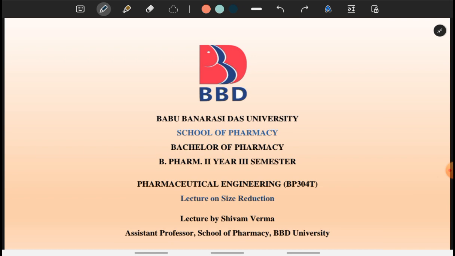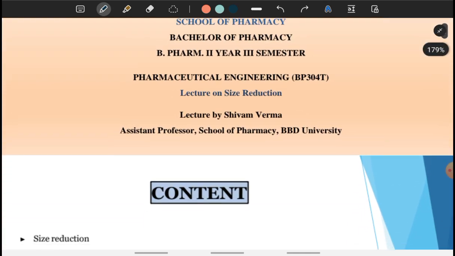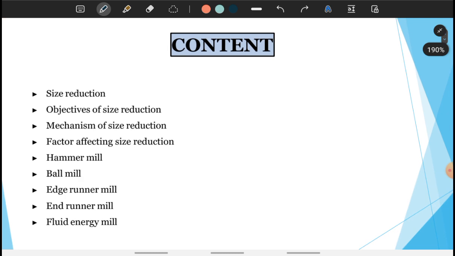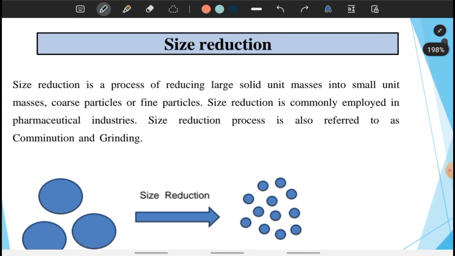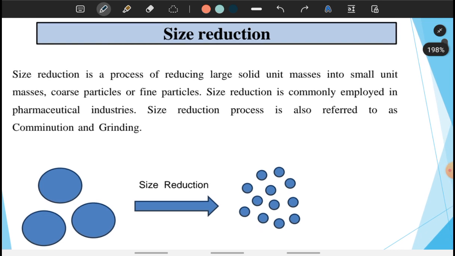Today I would like to talk about the topic size reduction. In this topic we will cover size reduction, objectives of size reduction, mechanism of size reduction, factors affecting size reduction, then the equipment which are used for size reduction, that are hammer mill, ball mill, edge runner mill, end runner mill, and fluid energy mill. So starting with introduction of size reduction.